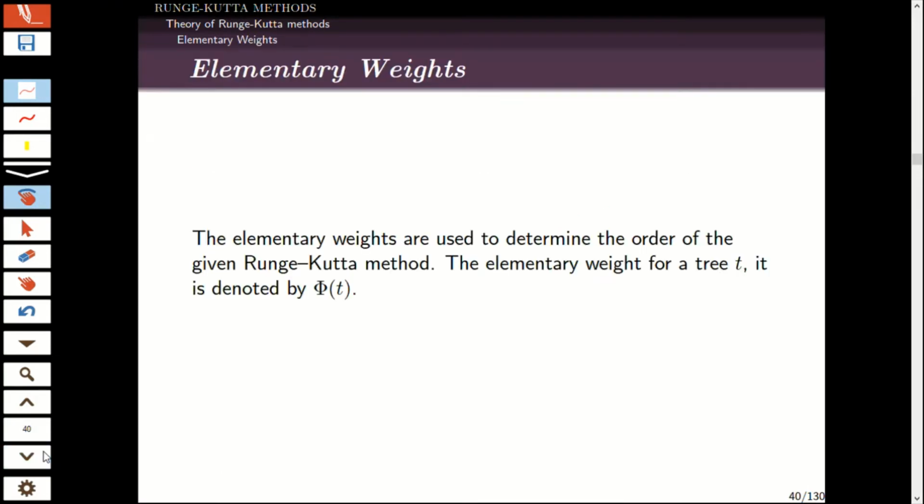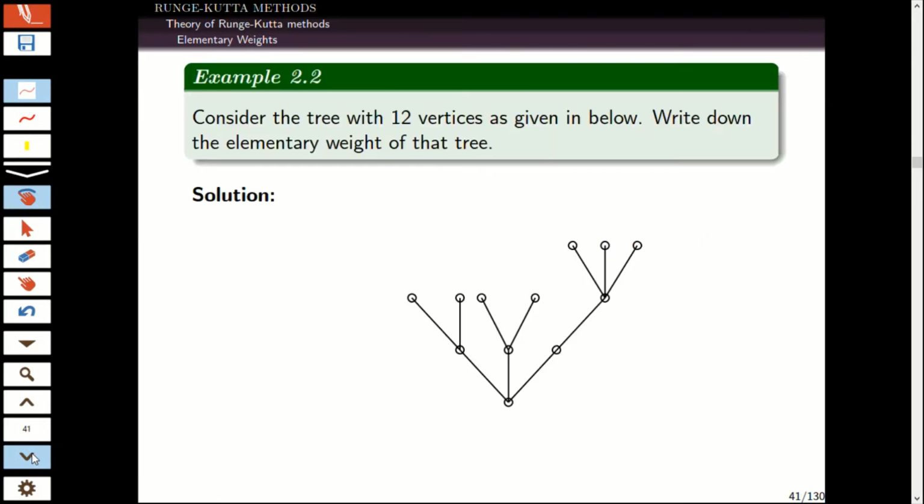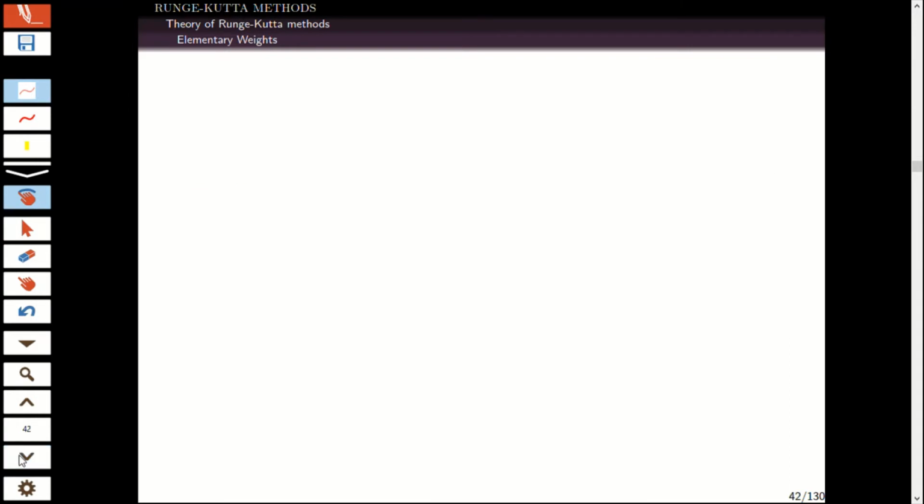Okay, now we can also have elementary weights that are used to determine the order of the given Runge-Kutta method. The elementary weight of a tree is denoted by psi(t). Okay, so let's look at the example for this tree with 12 vertices. We want to write down the elementary weight for this tree. So what we can do here, maybe I'll just write it here.